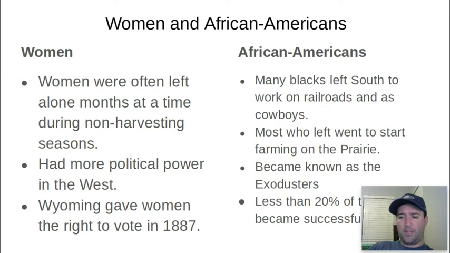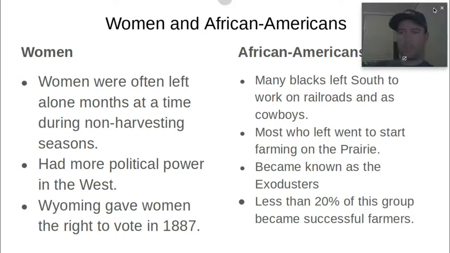So they became known as the Exodusters. They are like the first wave. There's going to be other ones that come later.